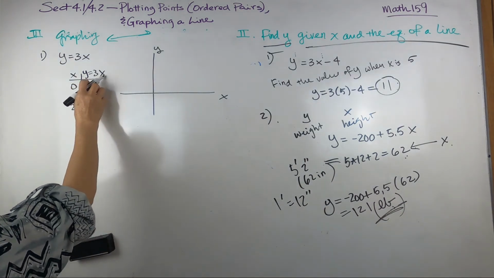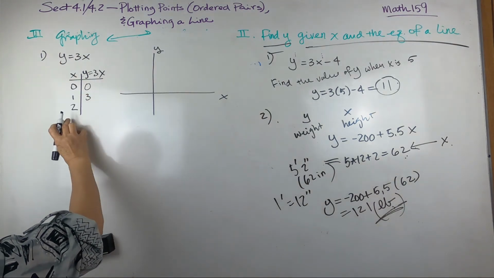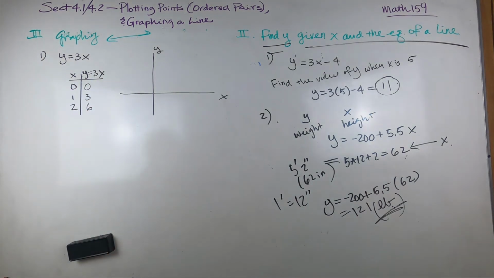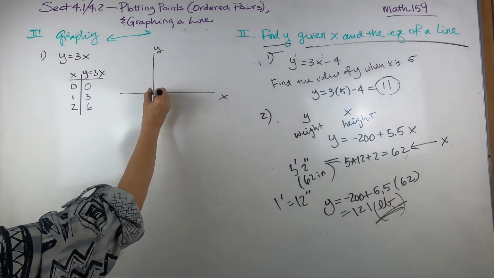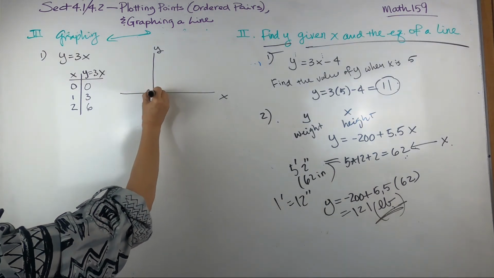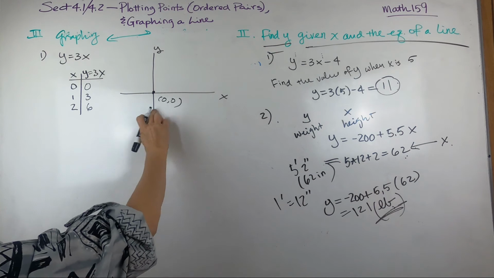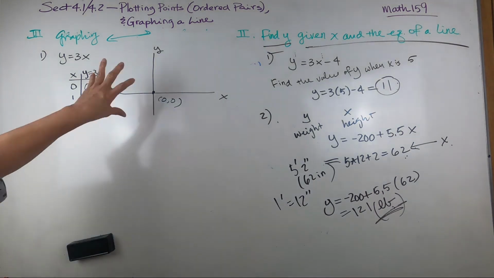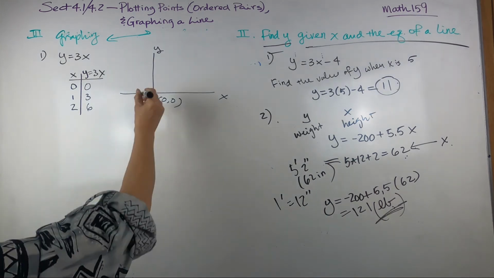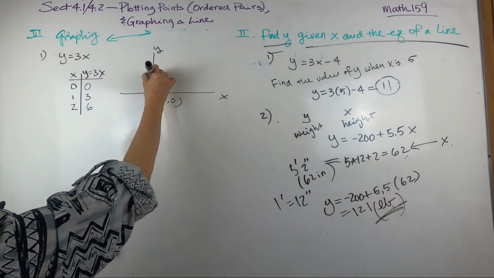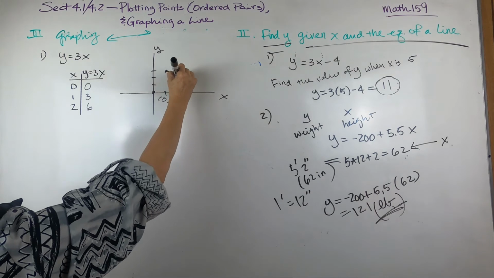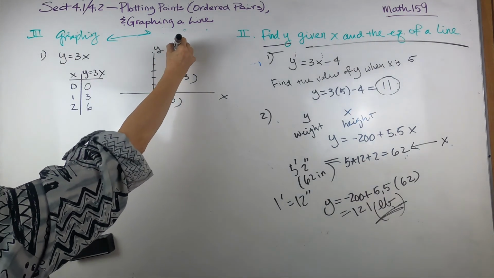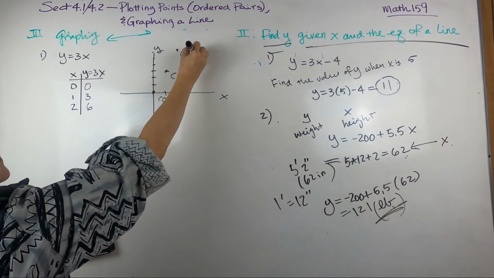X is 1, 1 times 3, it's 3. X is 2, 2 times 3 is what? 6. So you do that. So first ordered pair is 0, 0. You mark the point, write the point, the ordered pair along with it so you can make sure you did the right thing. And 1, 3, it's about here, right? 2, 6 is about here.